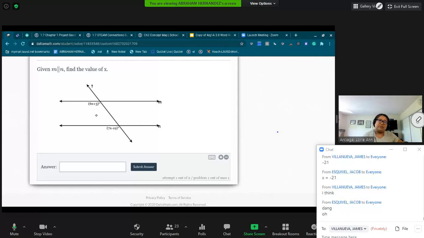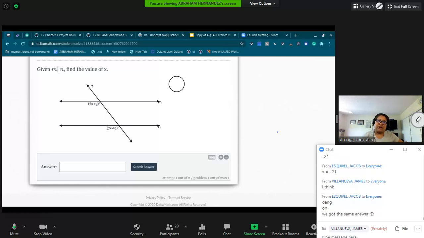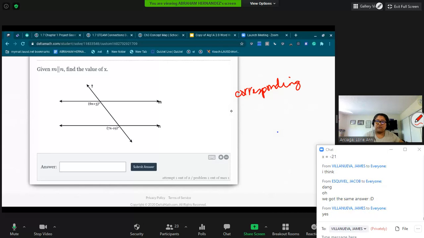Well, these two angles are corresponding angles, right? So they are corresponding. So that means they should be equal to each other, right? So 6x plus 3 is equal to 7x minus 19. Are you sure it's negative? So 7x minus 6x, that's 1x. When you move the 19 over here, that will turn positive, right? Shouldn't it be 22?